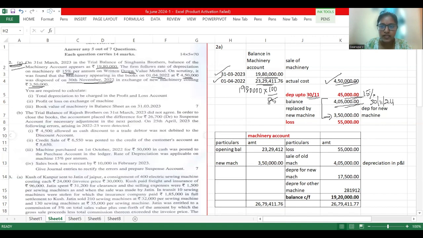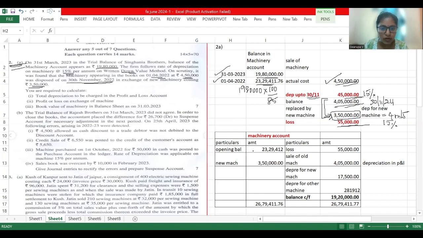So the difference between the written down value as on 30/11/24 and the sale value gives you the loss on sale of machinery. And the new machinery is purchased for 3,50,000. So for this 3,50,000, we need to calculate proportionate depreciation from 1st December to 31st March, that is for 4 months, we need to calculate depreciation at 15%. So once this basic data is computed, we have to open a machinery account.